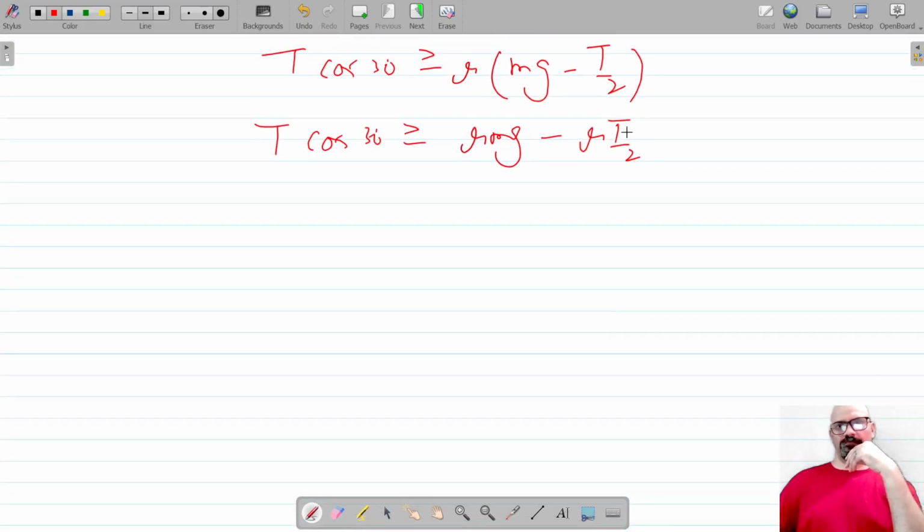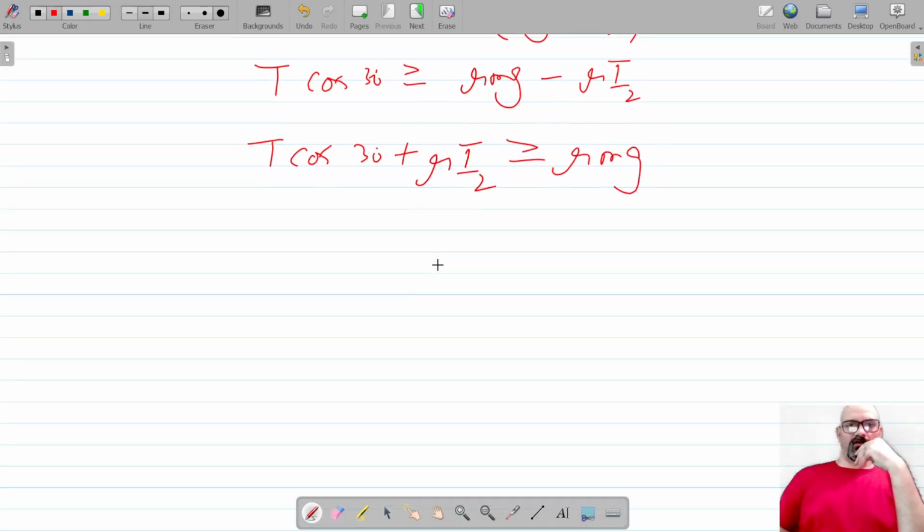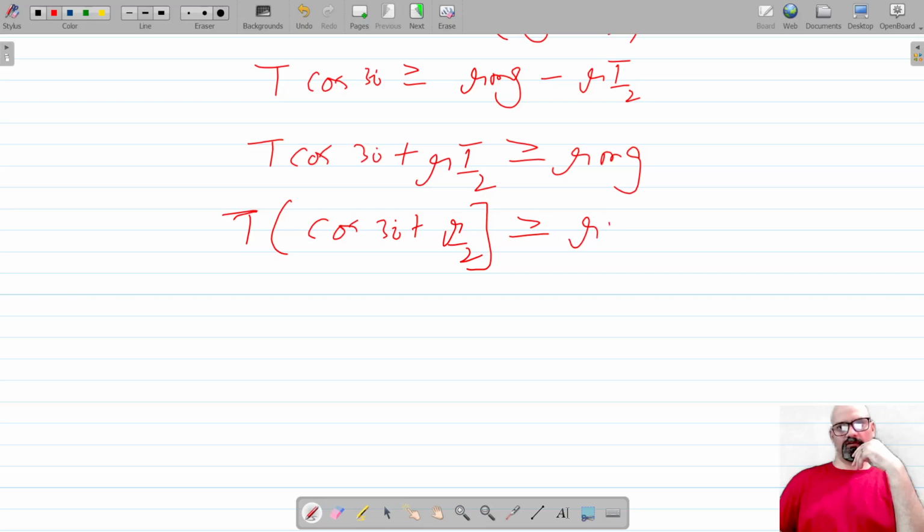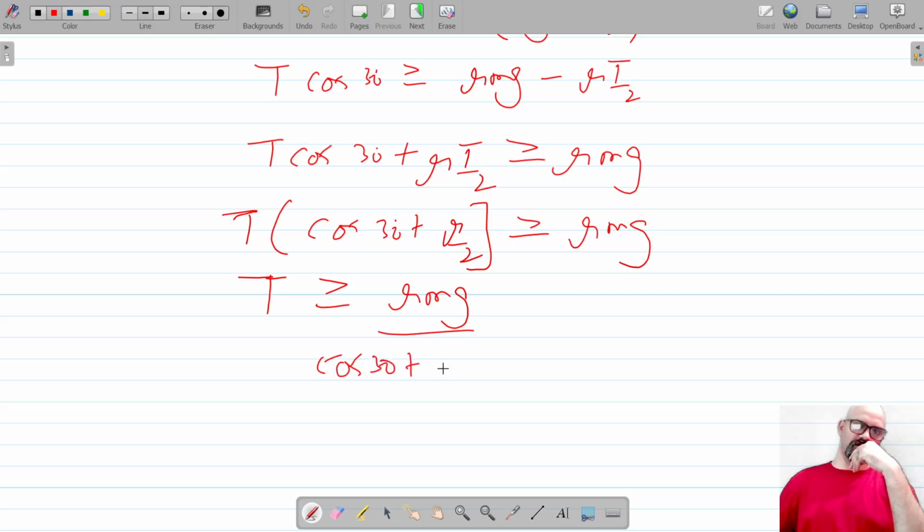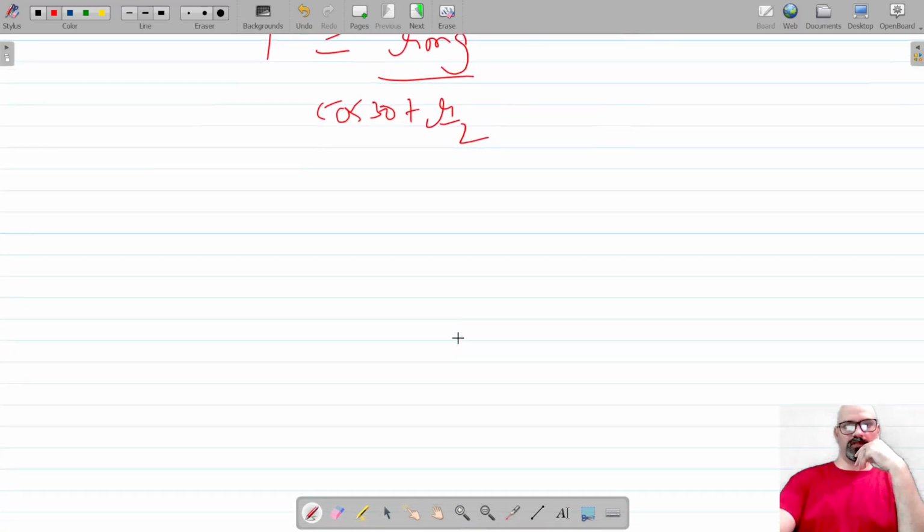Okay, so let's move the terms with T to one side. This is T cos 30 degrees plus mu T by 2 is greater than or equal to mu m into g. So let's take T common. So this is T into (cos 30 degrees plus mu by 2) is greater than or equal to mu mg. So tension T in the string should be greater than or equal to mu mg upon (cos 30 degrees plus mu by 2). Let's put in the respective values.